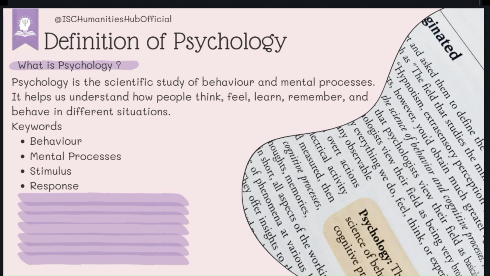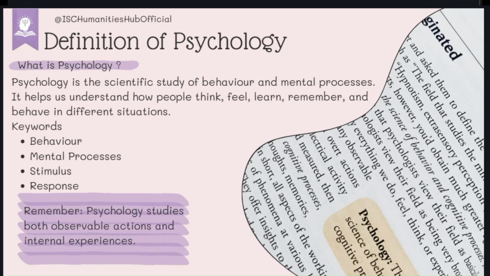First of all is behavior. Behavior refers to observable actions, whereas stimulus refers to external or internal events. And then we have response. I'm not concentrating on these keywords right now, because in the next topic we'll be doing the definitions of these in detail. If you refer to the syllabus again, the council wants you to do these definitions in detail. Before moving on, I need you to remember that psychology studies both the observable actions and the internal experiences.